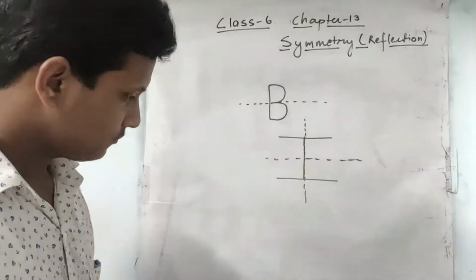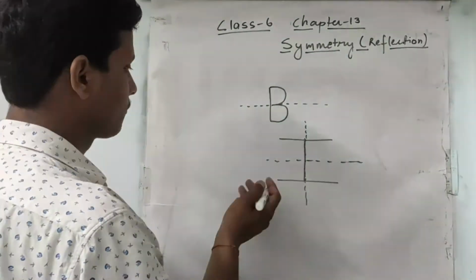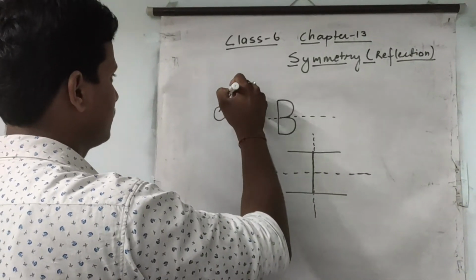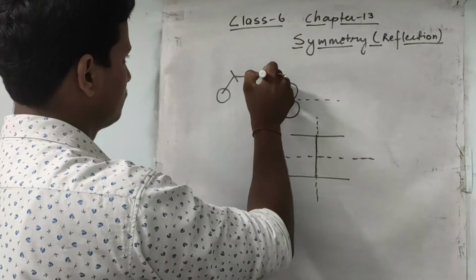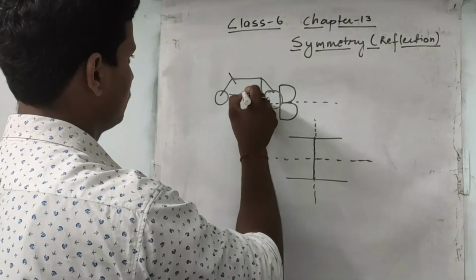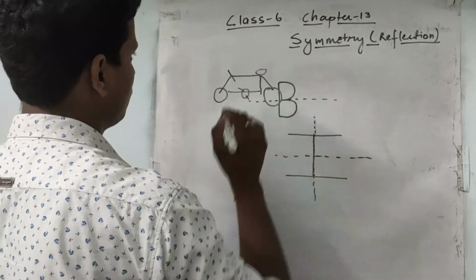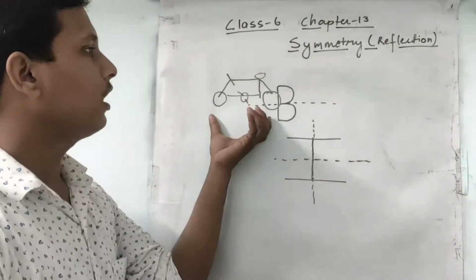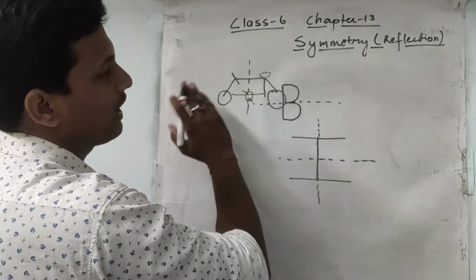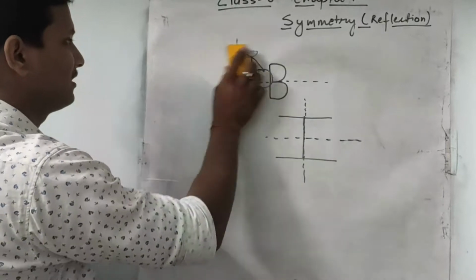Now the next part. We have seen a cycle. Suppose this is a cycle. We cannot draw a line of symmetry in this cycle, because if we draw the line like that, the parts are not identical. So that's why we cannot draw a line of symmetry in the cycle.